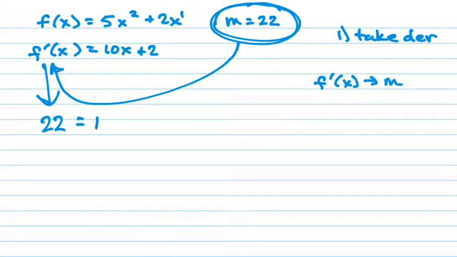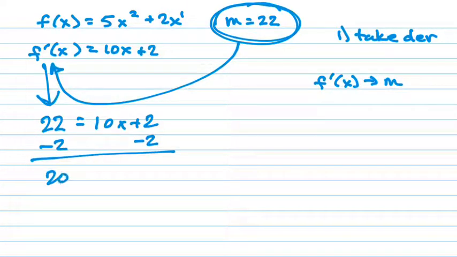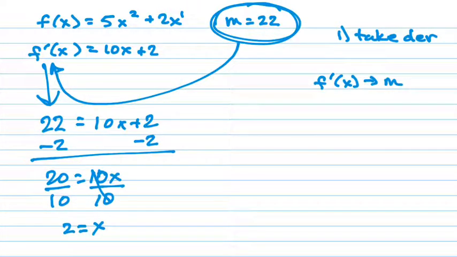Then I just have a linear equation to solve. What's the only letter that's left? Solve for x. I'm going to subtract the 2 from both sides. I get 20 equals 10x. Then divide both sides by 10, which gives me x equals 2. You just take the slope and put it in place of that notation of f prime of x.